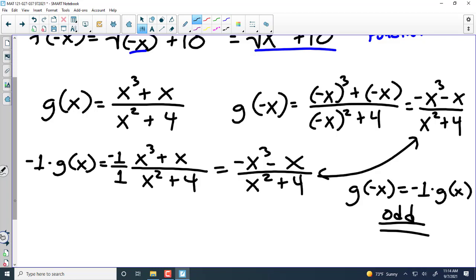This is why you want to know the technique, not just rely on shortcuts. Because the first time I saw a function like this, I thought I was all hip. I was like, oh, even powers kill negatives, odds leave it alone. This one has some even and some odd, so therefore this one's going to be neither. But it turns out I was wrong.